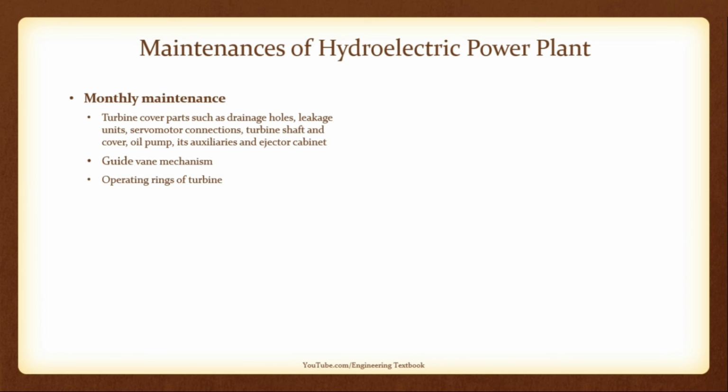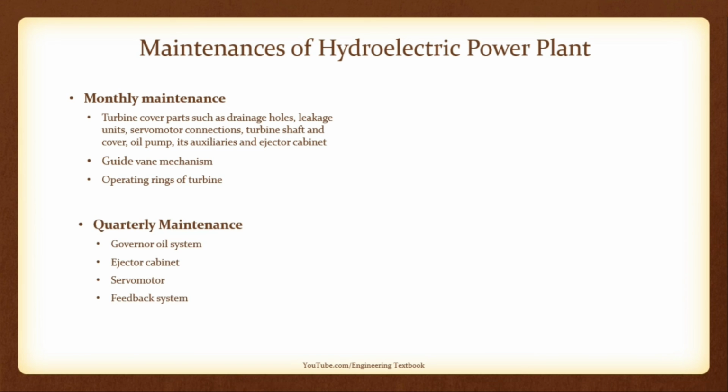Monthly maintenance. Monthly maintenance is carried out for the following parts. Turbine cover parts such as drainage hole, leakage unit, servo motor connection, turbine shaft and cover, oil pump, its auxiliaries and ejector cabinet, guide vane mechanism and operating rings of the turbine.